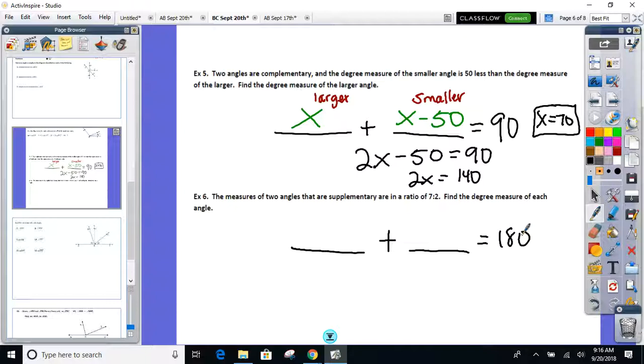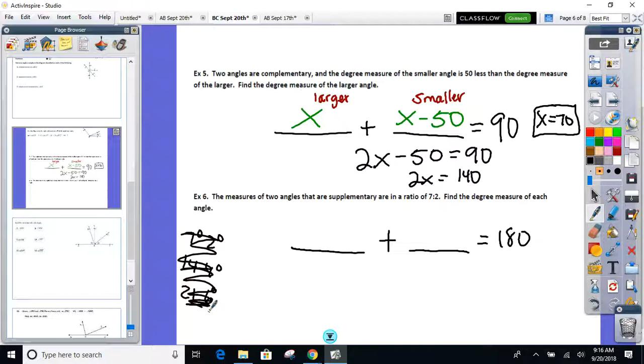So could we just start guessing and checking and being like, oh, 7 degrees and 2 degrees? Can't be those. Why? They don't add to 180. Could it be 14 and 4? Nope. Could it be 21 and 6? No, right? Do we want to keep doing this, though? No. I don't want to keep going, who knows when I'm going to hit the target.